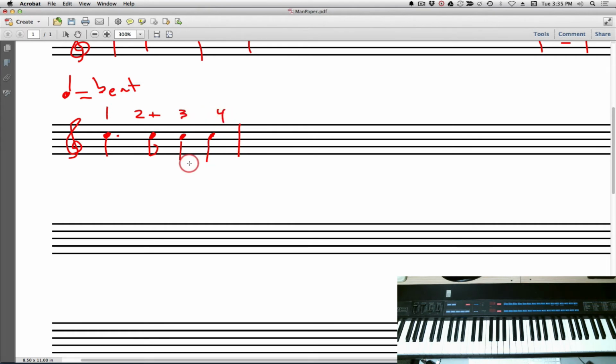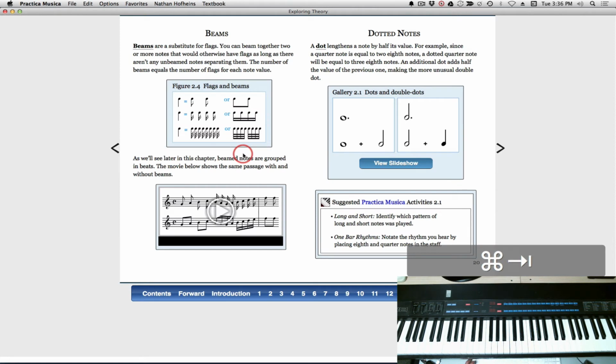So this rhythm would be, if here's the beat, 1, 2, and 3, 4, right? So we hold this one longer than one beat, and then we put that half beat on the end. 1, 2, and 3, 4, and that's kind of how you can count them. We'll get more practice with that as we go. Okay, so that's dotted notes.